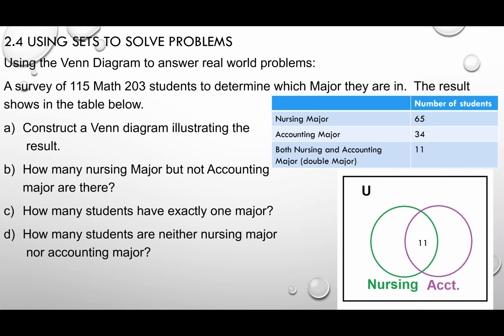Well, let's take one step at a time, right? So first of all, let's take one step at a time. Do you understand this Venn diagram where we have two sets?